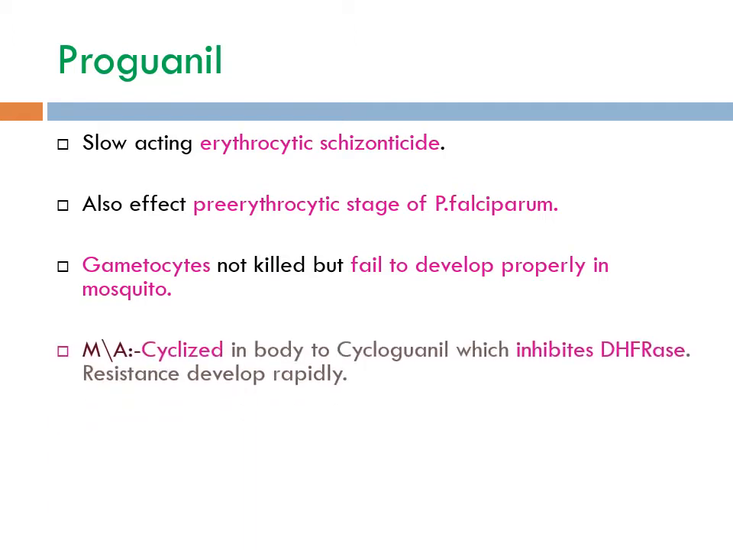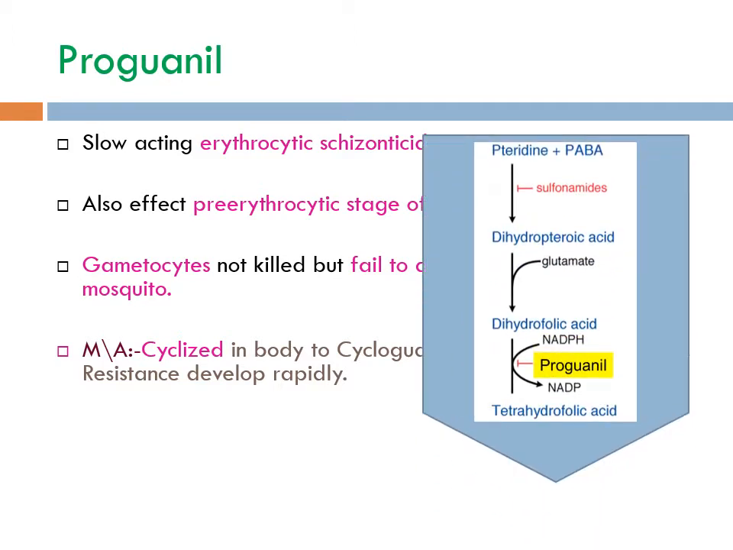If we talk about the mechanism of action, it is cyclized in the body to cycloguanil, which inhibits dihydrofolate reductase enzyme, and it inhibits the conversion of dihydrofolic acid into tetrahydrofolic acid, which is required for DNA synthesis, amino acid synthesis and methylation. So this conversion is inhibited by proguanil by inhibiting dihydrofolate reductase enzyme. Resistance against proguanil develops very rapidly because of the mutation of dihydrofolate reductase enzyme.